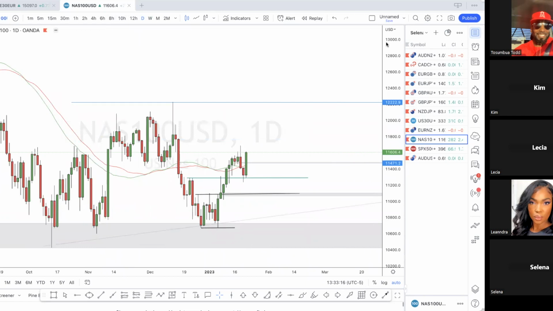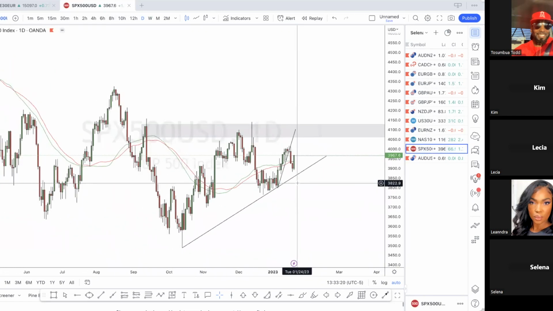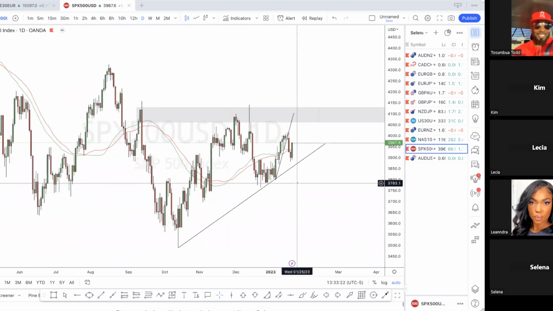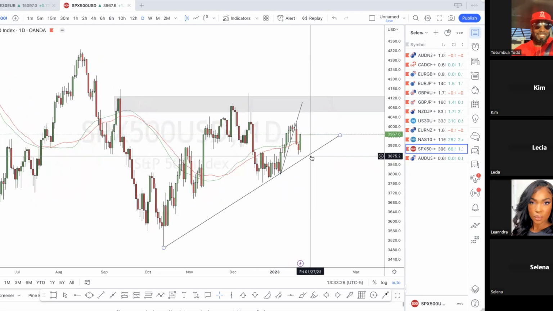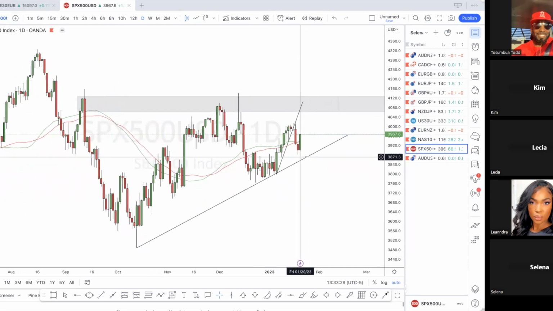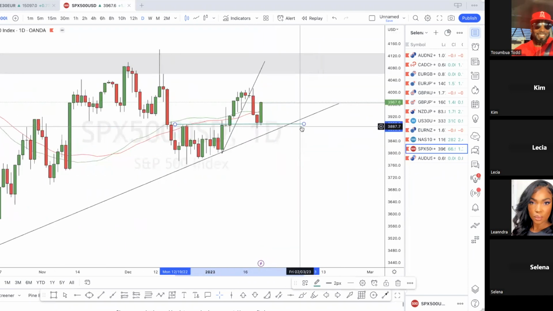What else was it? SPX. I thought I looked at this already. Same thing with SPX. Price broke this high. We did look at this already. Price broke this high. This last high, pulled back for a buy up.